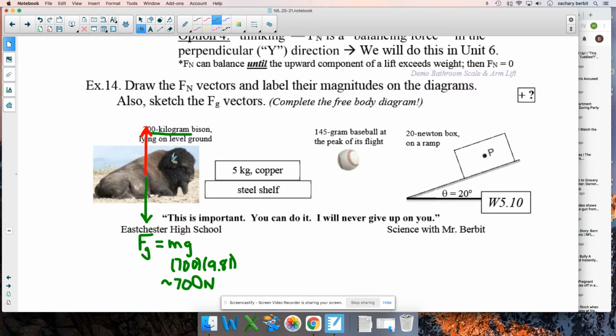In fancy speak, we call that the same magnitude. Trying to make these really look like they're the same length. Of the same length, but the opposite direction. There is, in fact, a force up here that's balancing Fg. I'm not going to name it just yet, but that force is also approximately 700 newtons. It must be. Otherwise, this bison would not be lying at rest.